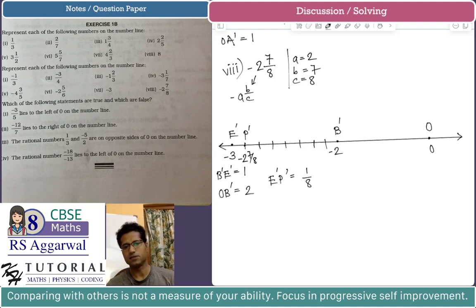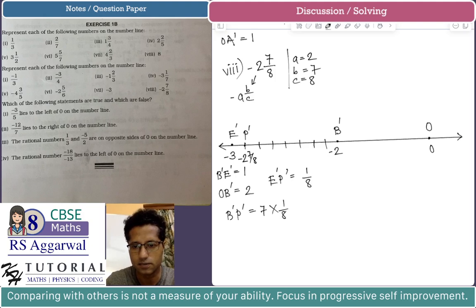We divided B dash E dash into 8 equal parts, and we considered 7 such equal parts. We considered the marking whose distance from B dash is 7 such equal parts, and that marking is the point P dash. So the distance of B dash P dash is equal to 7 such equal parts, which is 7 into 1 by 8. This is 7 by 8.